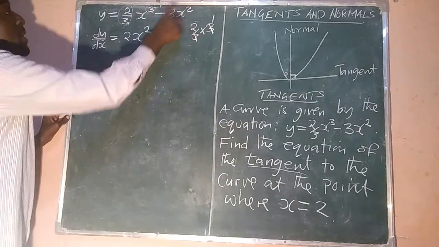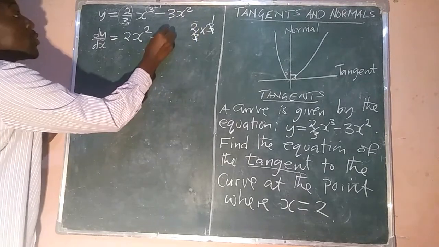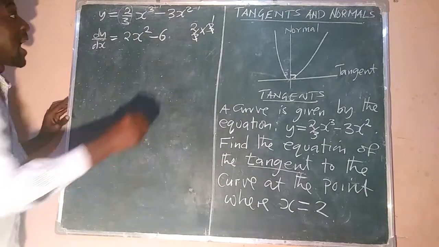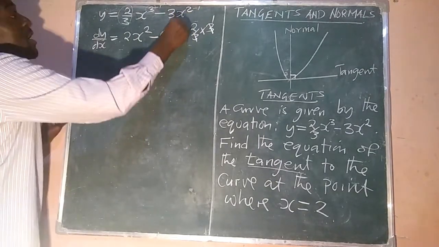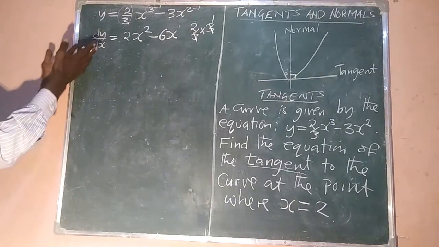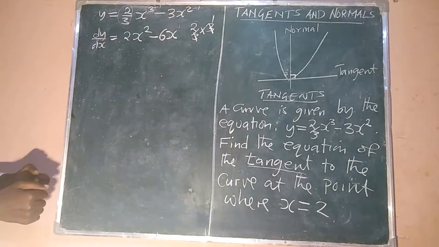Then you come to the other part here. 2 times 3 will give us 6, and then we subtract 1 from the power after multiplying. So 2 minus 1 is just 1. So x will remain here with a power of 1, which we don't usually show. And so this is our expression for the gradient of this tangent.